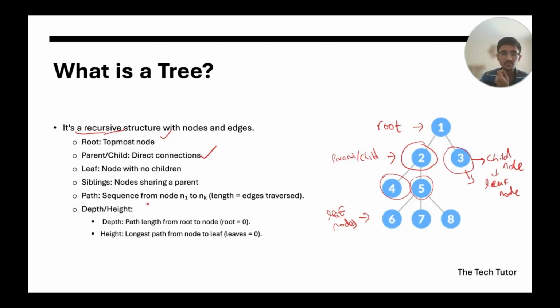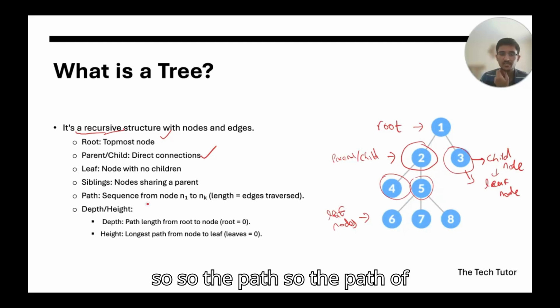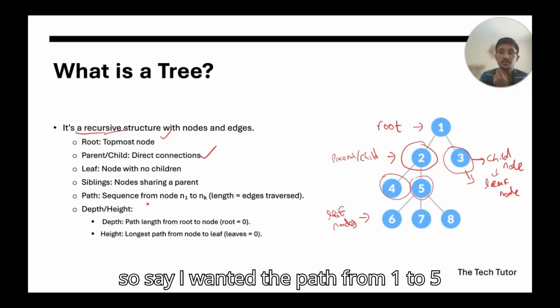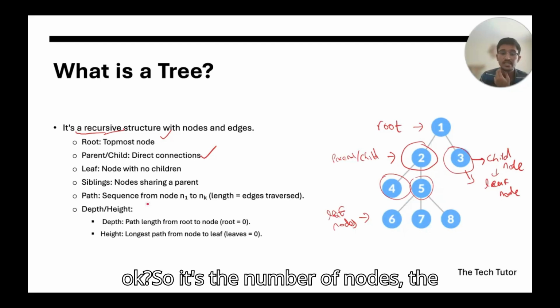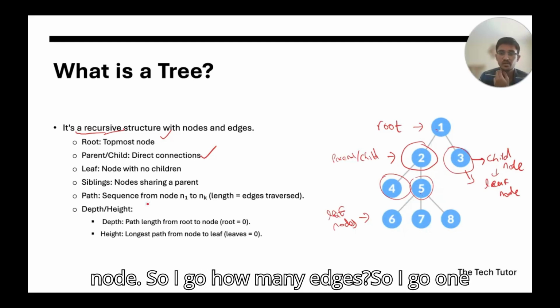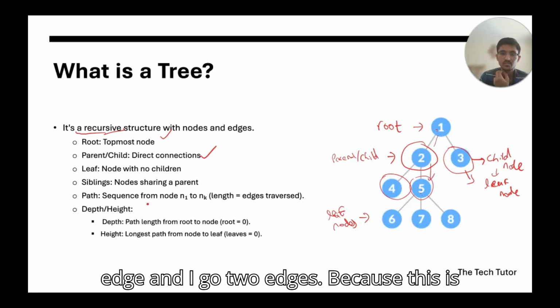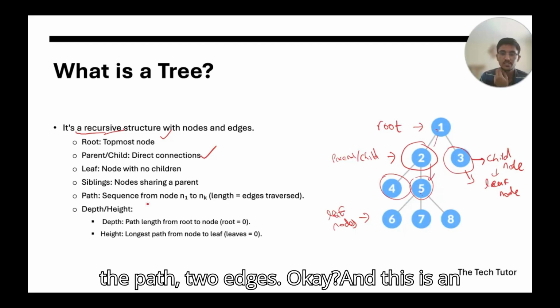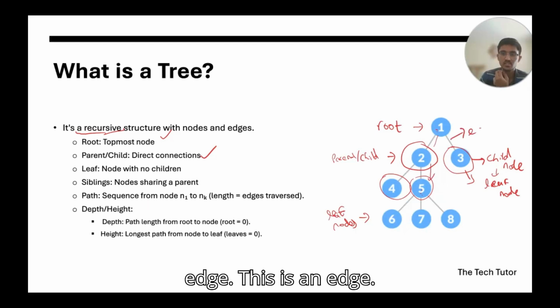Okay, so the path in a tree is the sequence of nodes from one node to another. Say I wanted the path from 1 to 5. I go 1 edge and then I go 2 edges. So this is the path, 2 edges. This is an edge, and this is an edge.